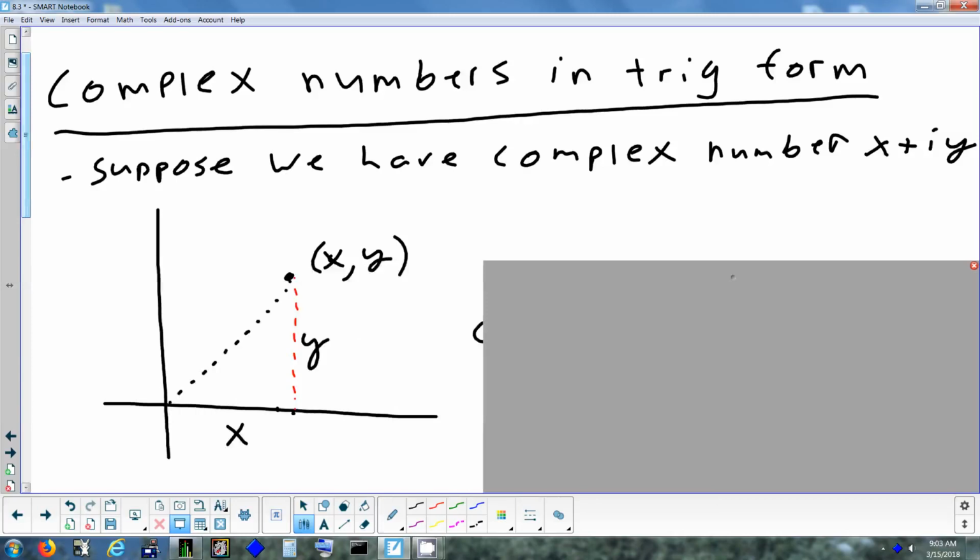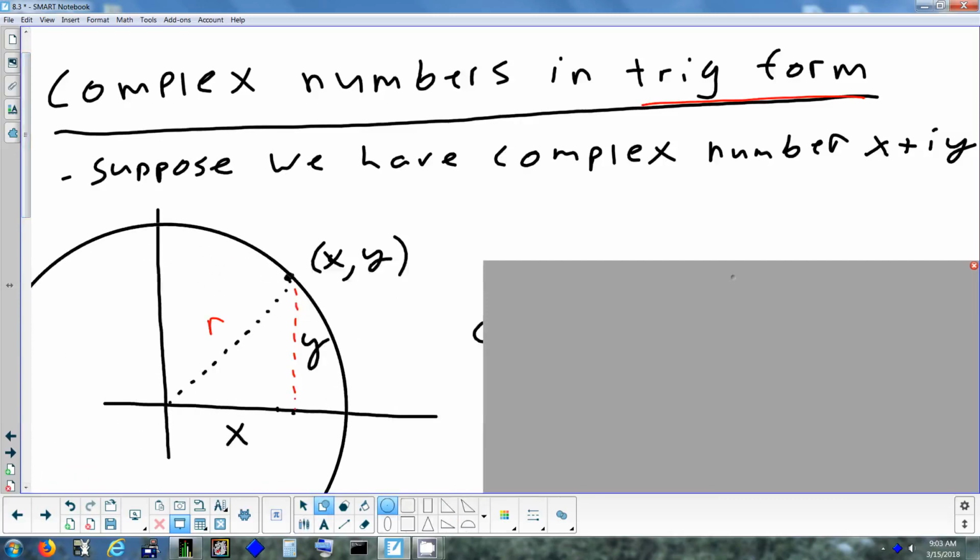To write this in what we call trig form, you need two things. One, you need the distance of that point to the origin, and we're going to think of it as a radius. Pretend like that point is on the circumference of a circle. So we're going to think of that as r. And the other thing you need is theta. Theta is the angle between the hypotenuse and the positive x-axis. So the two things in red are what you have to get for trig form.